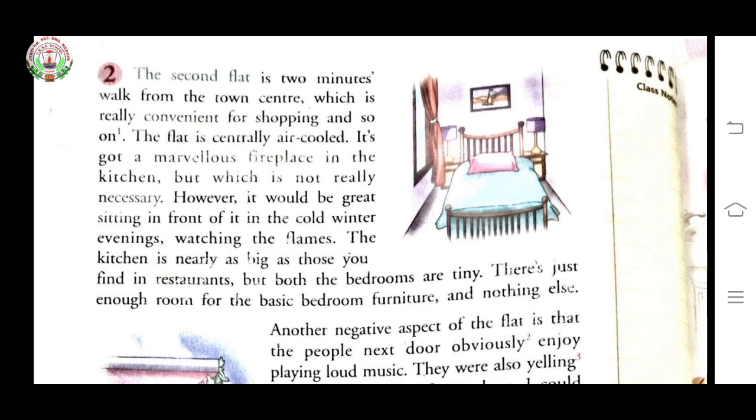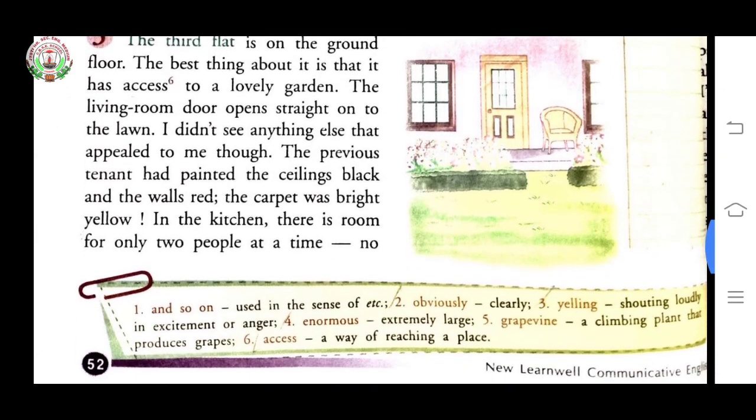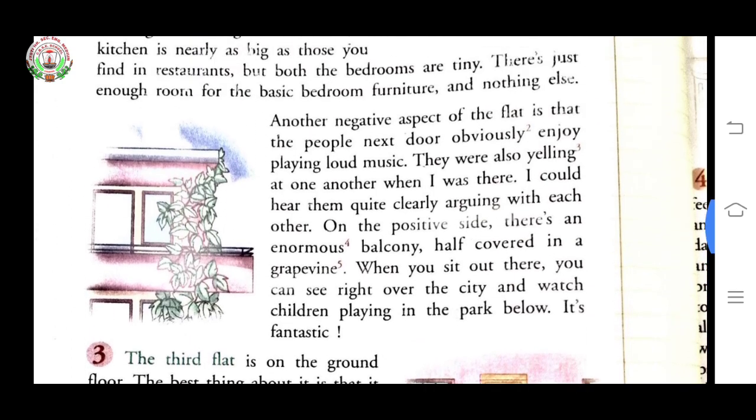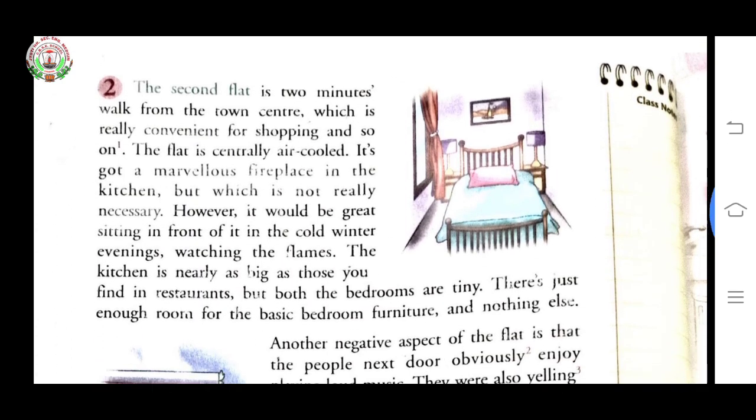So on means, you can see the meaning here, used in the sense of etc., like shopping etc. So here she is saying it's very convenient for shopping and so on. For other things also it's very convenient. The flat is centrally air cooled. Air cooled means an air conditioner was there, and centrally means it was centrally fitted.